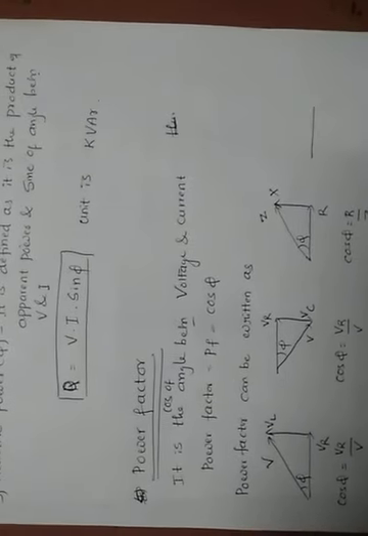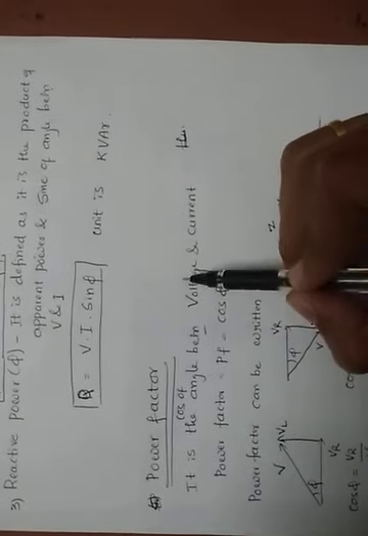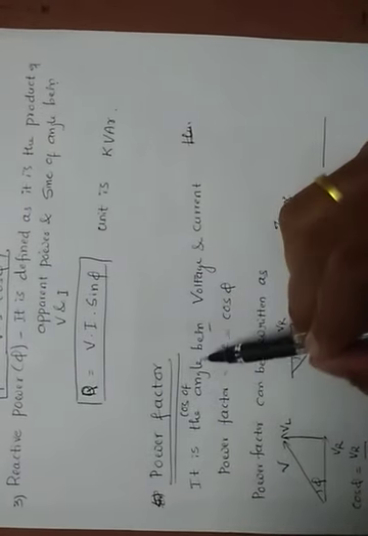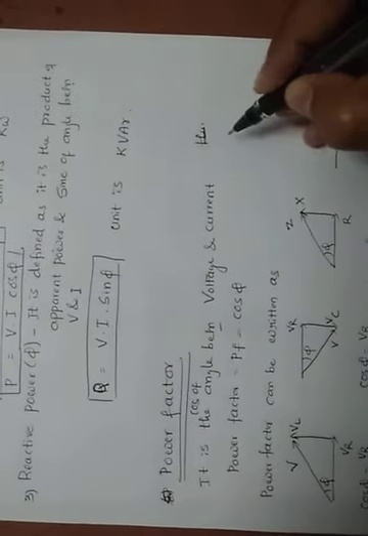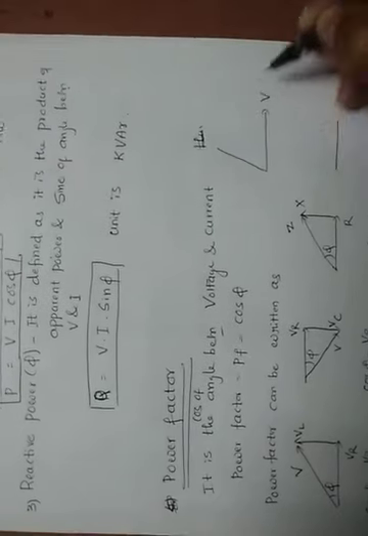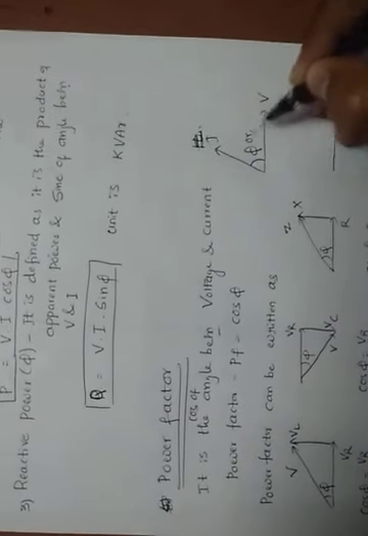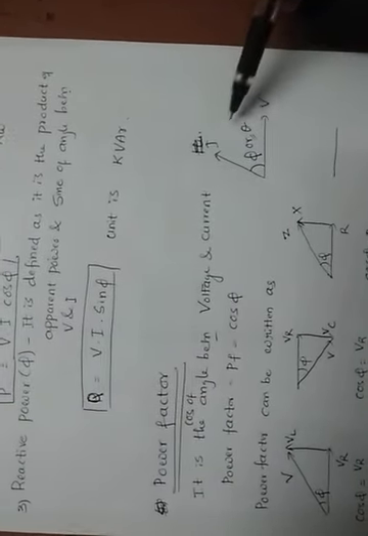So we need to study this one. It is a simple one. It is the cos of the angle between voltage and current. Say this is the voltage, this is the current, so whatever angle we can say, you can represent it as phi, or you can represent it as theta. Any name you can give. It is the angle between V and I. The angle between V and I will give the power factor. That's it. You remember this one.